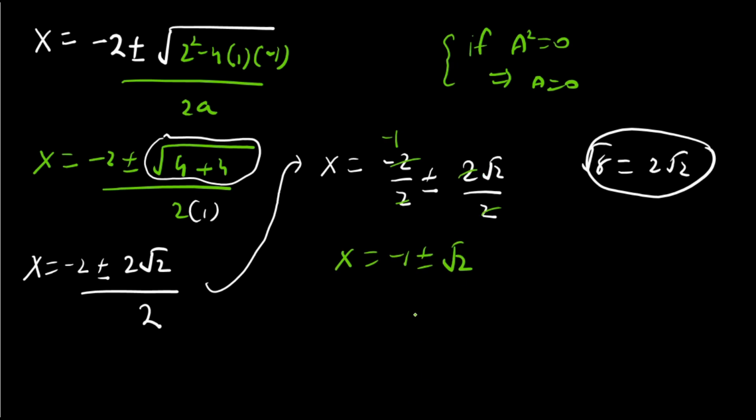Here the value of x is minus 1 plus square root of 2, and x equals minus 1 minus square root of 2. Here we have two solutions. Students, this is our final answer.